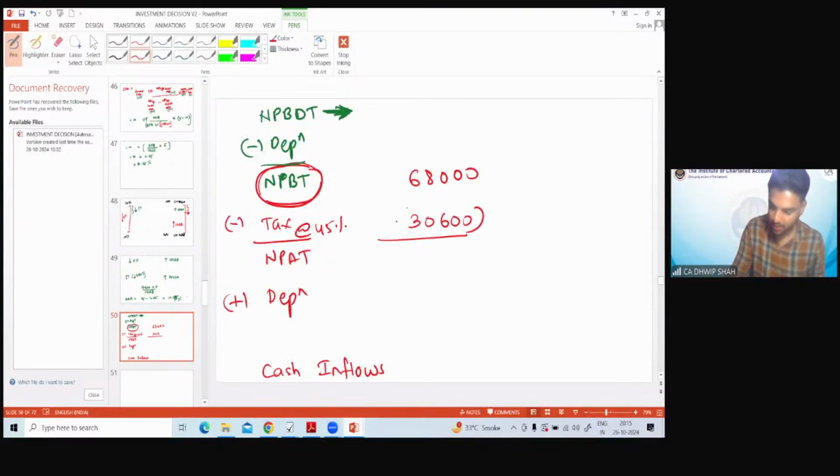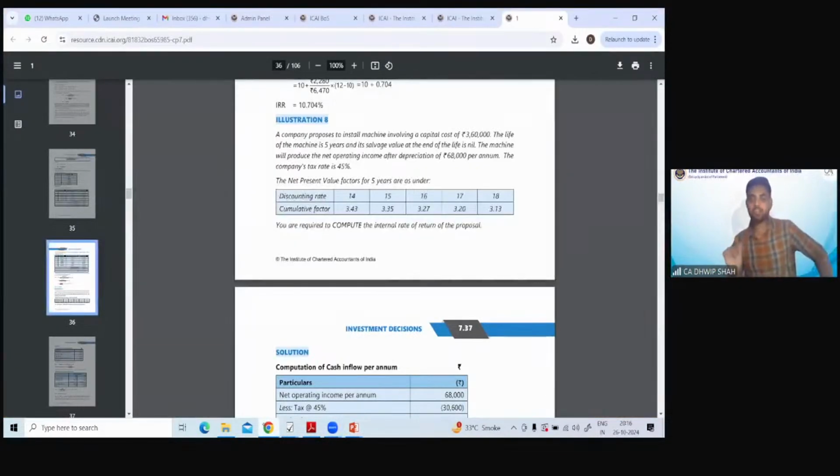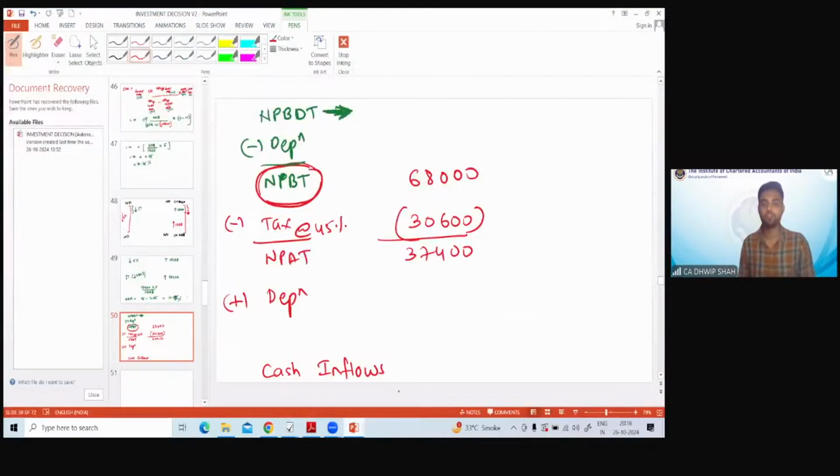30,600. My NPAT comes to 68 minus 3,600, 37,400. Okay. Now they have mentioned nothing about depreciation directly. Directly they have not given us the depreciation figure, but indirectly we can calculate. In absence of information on the method of depreciation, it is always assumed to be SLM. And SLM depreciation, we know it is original cost less salvage, which is zero in this case, divided by life.